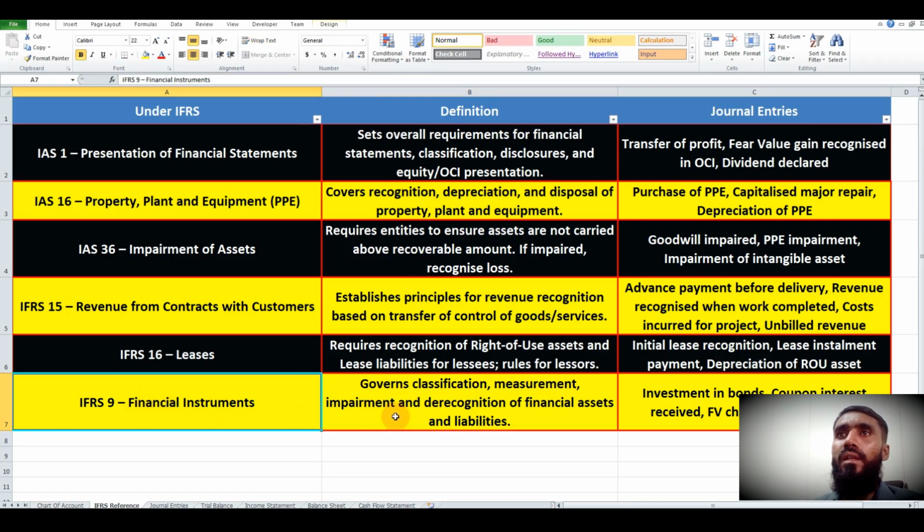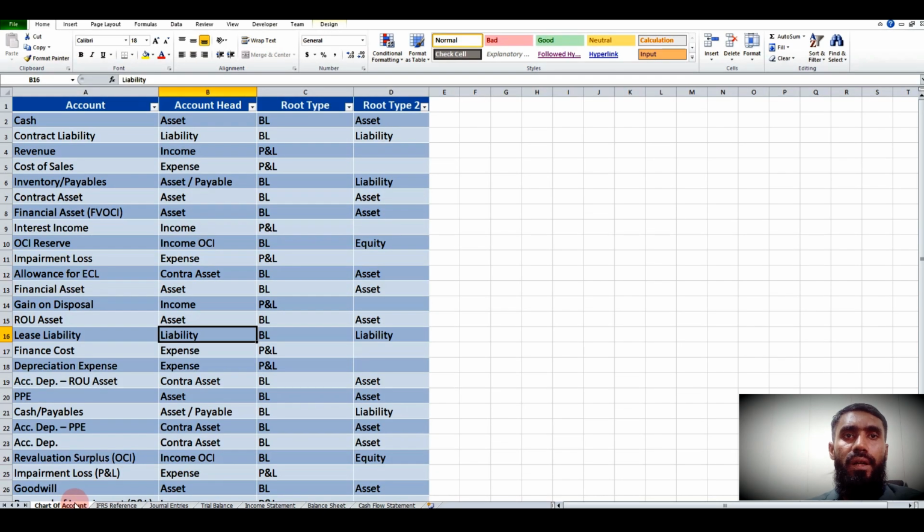And then, what is IFRS 9, financial instruments? It governs classification, measurement, impairment, and derecognition of financial assets and liabilities. Entries: investment in bonds, coupon interest received, FV (fair value) change in investment. Now I'm going to move ahead for better understanding.